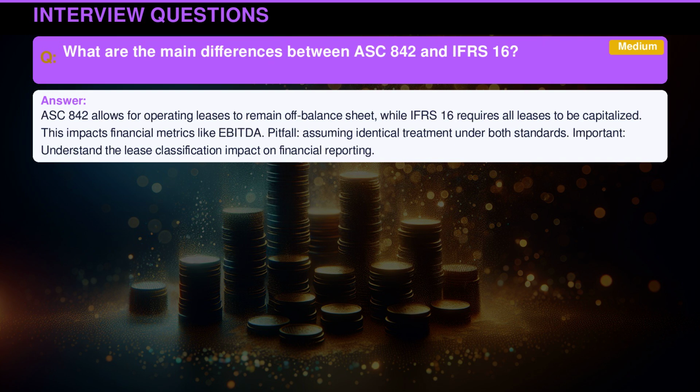ASC 842 allows for operating leases to remain off balance sheet, while International Financial Reporting Standards 16 requires all leases to be capitalized. This impacts financial metrics like EBITDA. Pitfall: assuming identical treatment under both standards. Important: understand the lease classification impact on financial reporting.